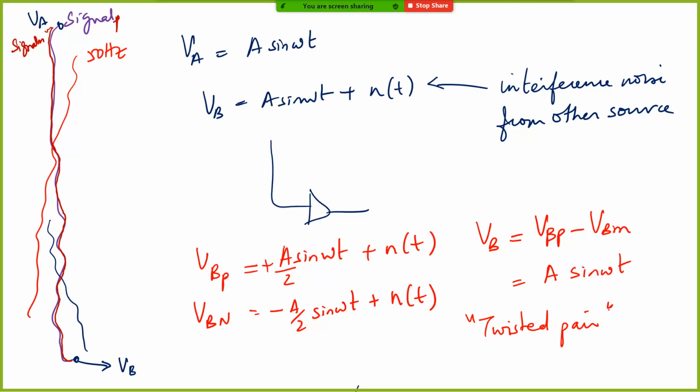Whatever interference comes, let it come. You put a differential amplifier and get rid of it. You have already studied differential amplifiers using op amps, where the common mode noise, this is what is typically called the common mode noise, right? This gets eliminated.